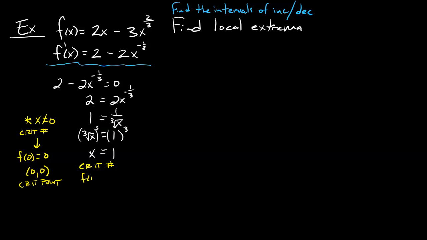F of 1. What do I get? I get 2 minus 3 times 1, so negative 1. So I've got 2 critical points. So it's quite possible I'll have 2 extrema, but it doesn't have to be. Anybody want to ask any questions on this? I'm definitely guessing some people forgot 0. That's why I wanted to put this up here. Because your table or your number line looks very different if you do.